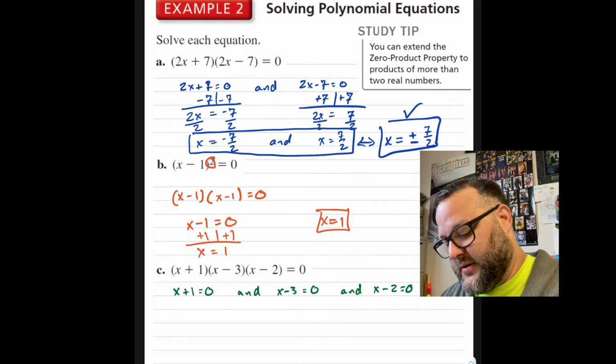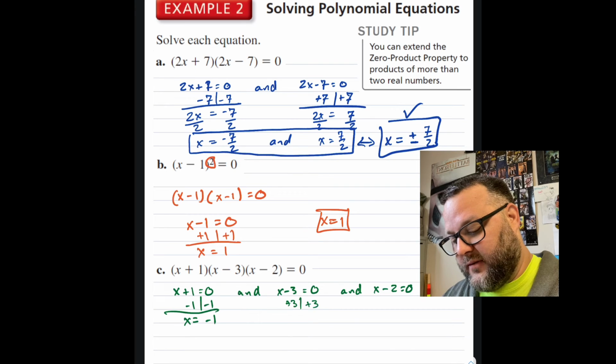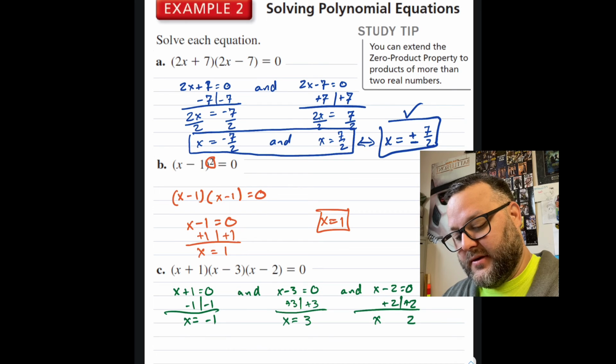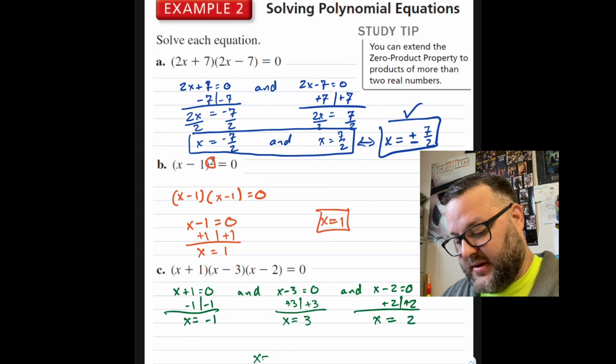And simple enough, creating those 0 pairs, I get x equals negative 1. I get x is going to be equal to 3 after I create the 0 pair here. And I get x is equal to a positive 2, because I have to add 2 to both sides to create the 0 pair here. So what this tells me is x equals negative 1 and x equals 2 and x equals 3.